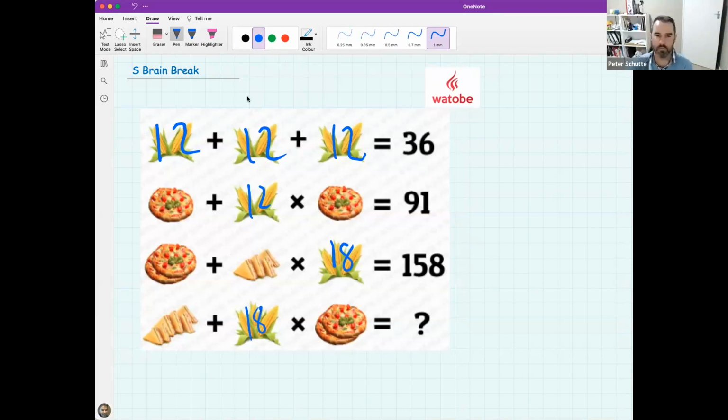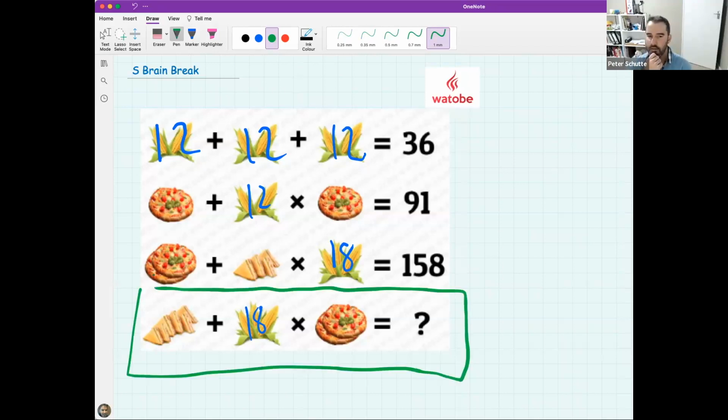And so remember, we're trying to figure out what this is. That's the goal of the brain break. So 1 pizza, if we know our times tables, it's probably going to be like a 6, 7, 8 or something, because it's 12 times something plus that something gives us 91.